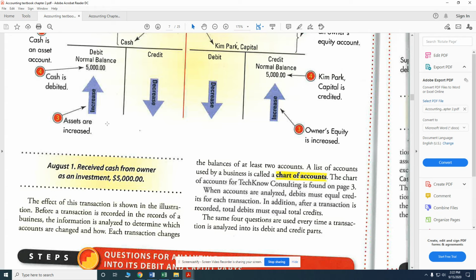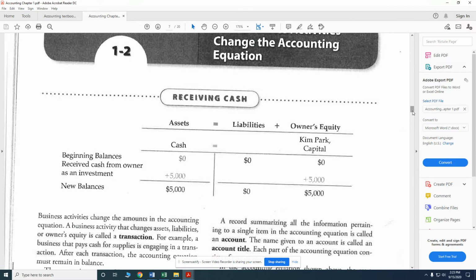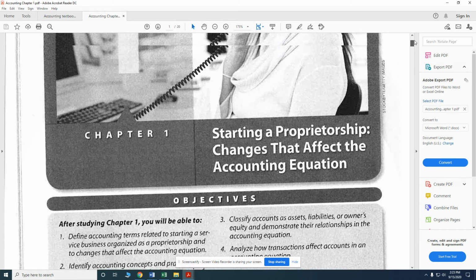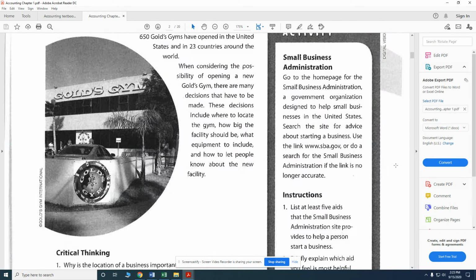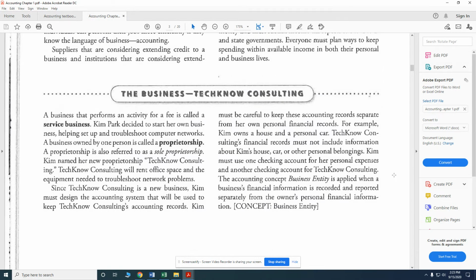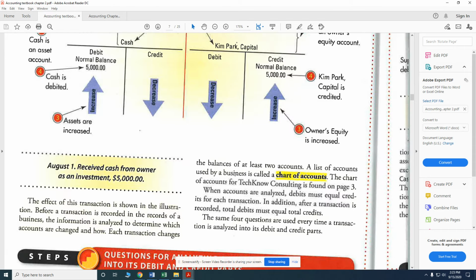So we have these accounts we're going to be using. In your textbook, there's a chart of accounts. If you go back to chapter 1, Kim Park has accounts in her business. And I'll get you a list of those accounts. I guess they're not in chapter 1, but again, we're going to be using accounts, the chart of accounts.